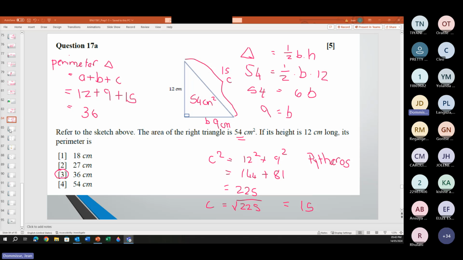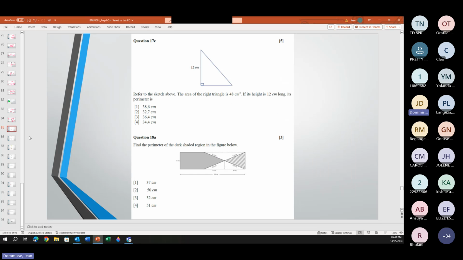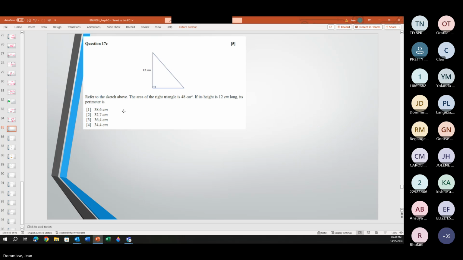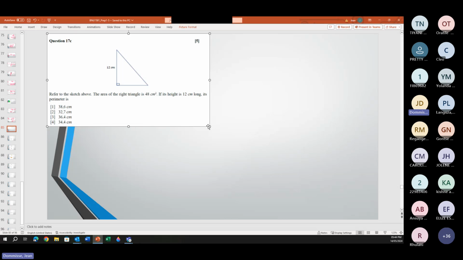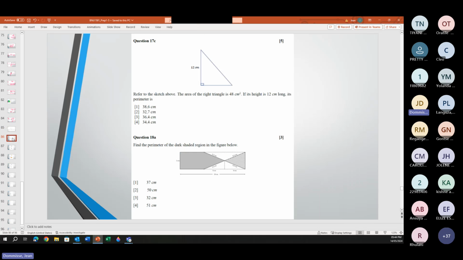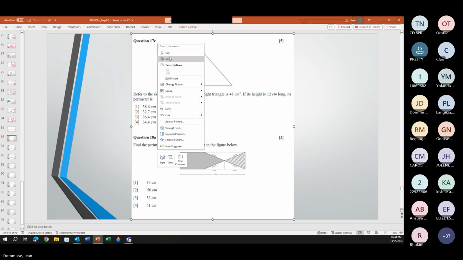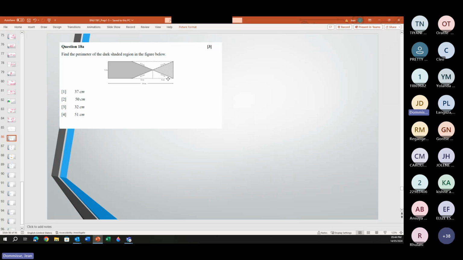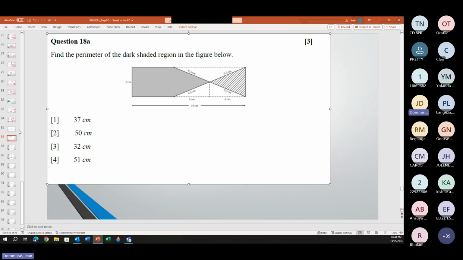Okay, so let's see if there's another one nearly like this. Okay, so let's break this up in two so that we can do both. So we will do another one just like that, I think. Yeah, a similar one, just a different area. So we will go through exactly the same process, and then afterwards, we'll look at some shaded areas that we need to work out.